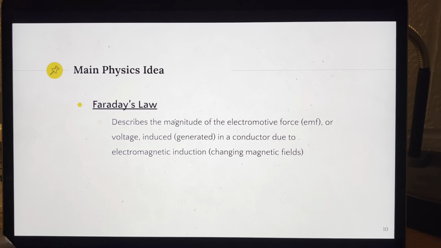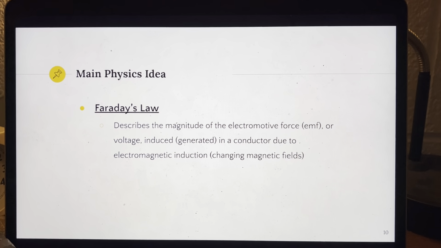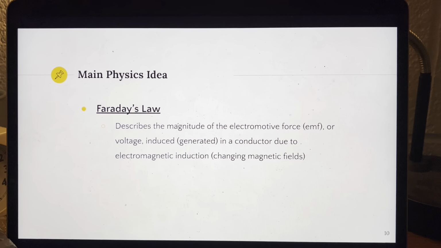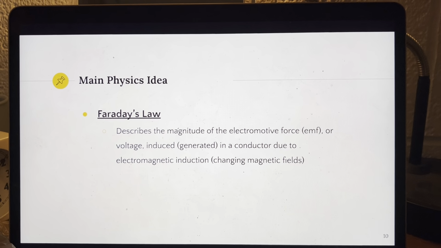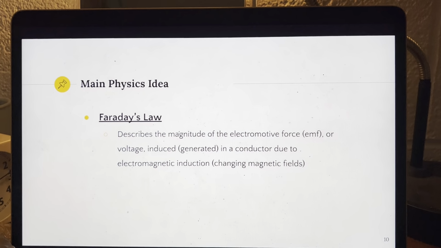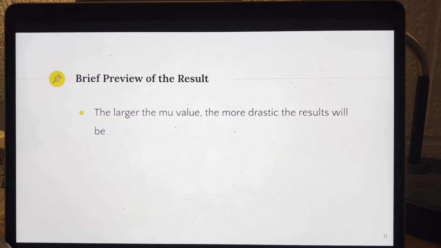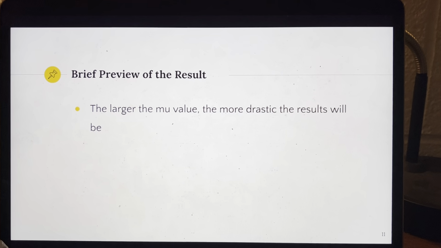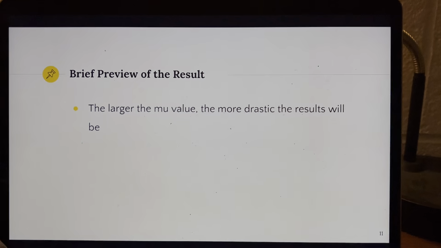The last law is Faraday's law, which describes the magnitude of the electromotive force, EMF or voltage, induced in a conductor due to electromagnetic induction. For a brief preview of the result, the larger the mu value, the more drastic the results will be.